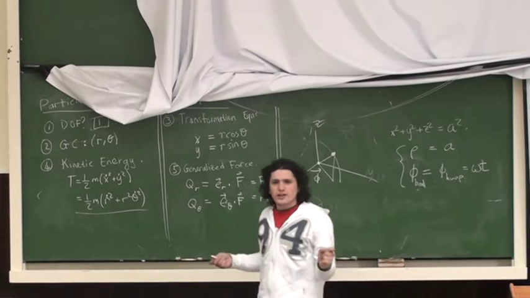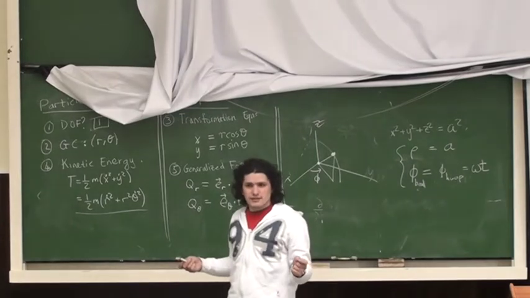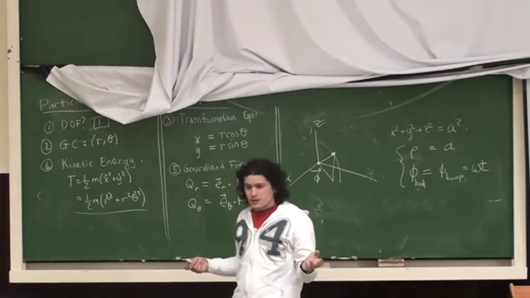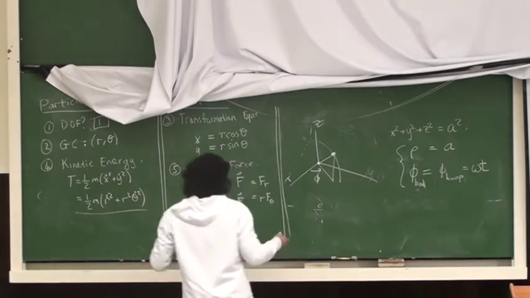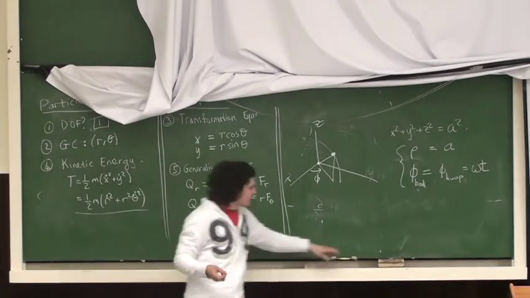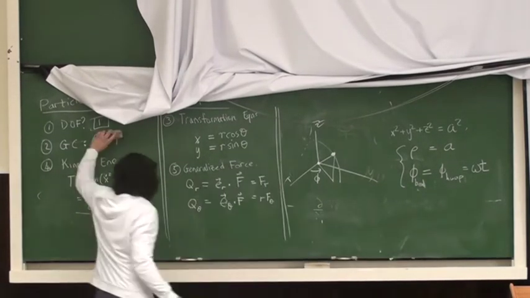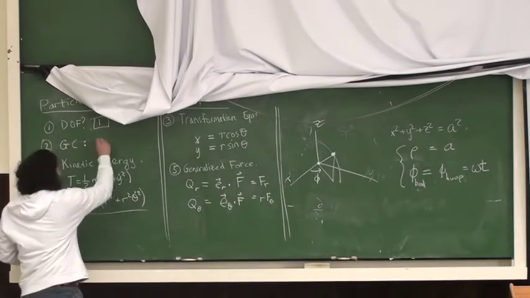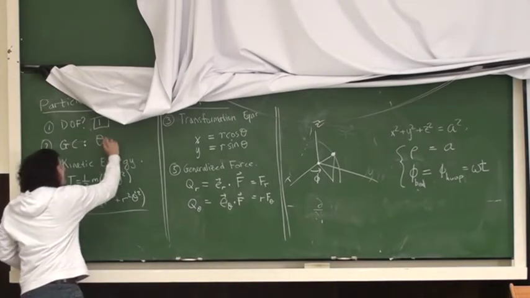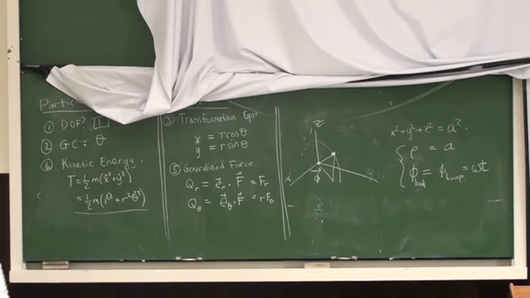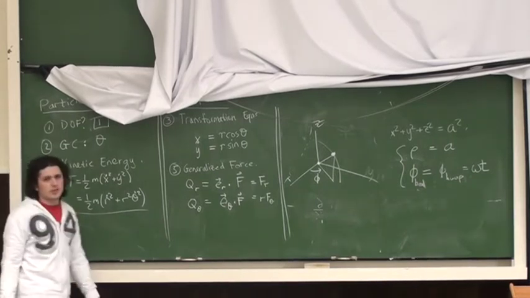Got one other spherical coordinate that's allowed to vary. So our generalized coordinate in this case, because there is one degree of freedom, there's one generalized coordinate. And that's theta. Okay. Now we go to step 3, transformation equations.